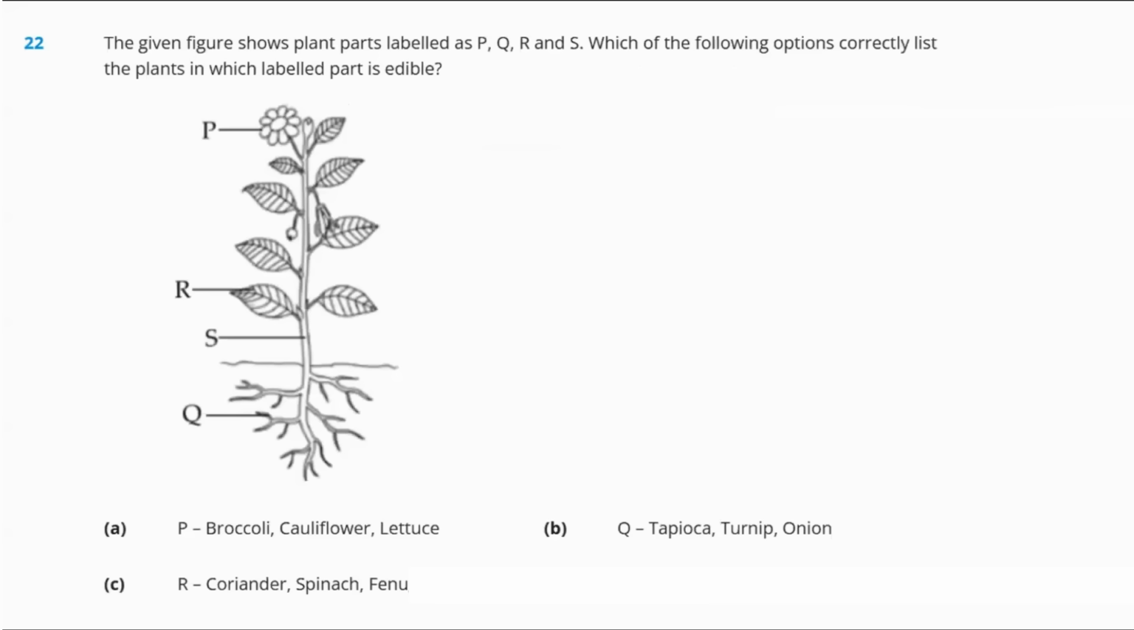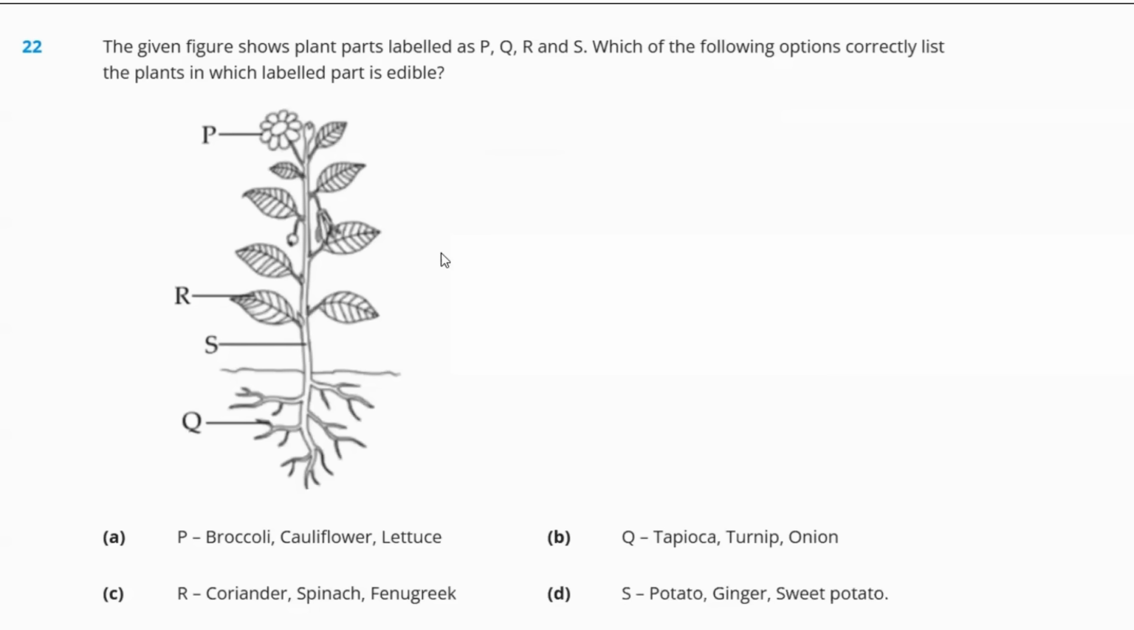Okay, coming to question number 22. 22 says the given figure shows plant parts labeled as P, Q, R, and S. Which of the following correctly lists the plants in which the labeled part is edible? Okay, so here P is the flower part, R is leaf, S is stem, and Q is root. Very simple question, right? So if we see, it would be option number C here.